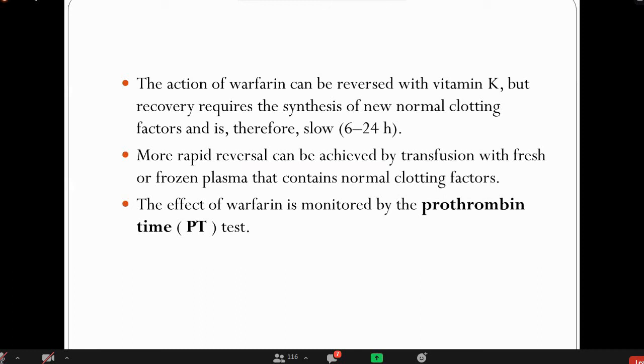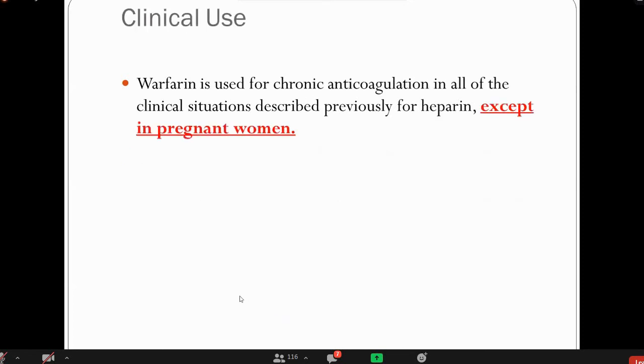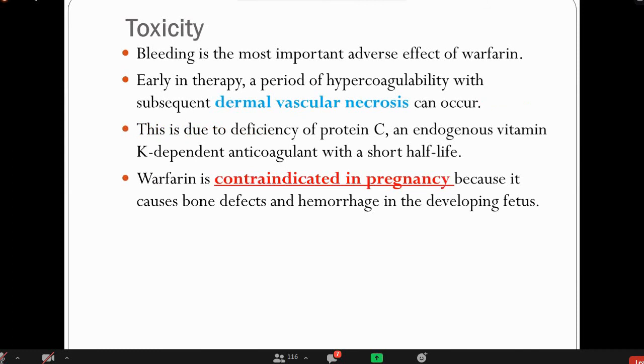The effect of heparin can be monitored with which laboratory test? APTT. But the effect of warfarin is monitored by the laboratory test prothrombin time, the PT test. Clinical uses: warfarin is used for chronic anticoagulation in all of the clinical situations we have discussed in the case of heparin, except in pregnant women. The reason we have already discussed.